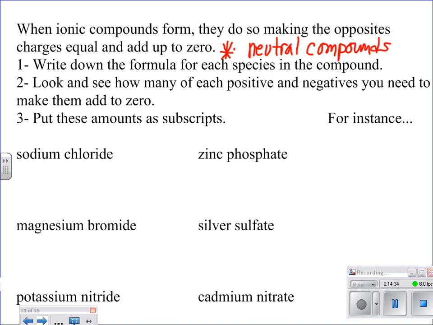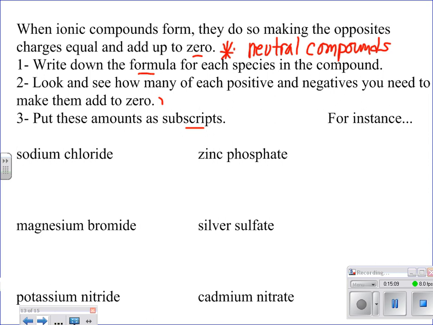You want your number of positives and negatives to be equal so that you get that 0 charge. So the rules that we've got are to write down the formula for each species in the compound. So you write that formula down, the symbol. Then you look and see how many of each positive and negatives you need to make them add up to 0. I don't really like the way this is phrased because I think it leaves out some information about writing down the charges, but I'll show you as we go through these. And then the last thing is to put those amounts as subscripts, because those are just telling you the number of atoms you need of each.